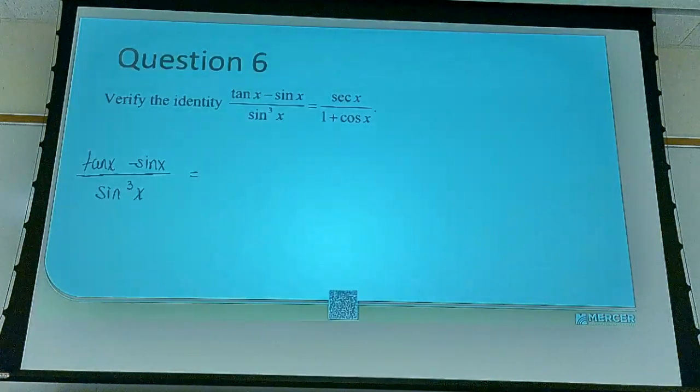The first step should be fairly obvious. Write tangent as sine and cosine. You should already have sines involved, so you might as well just make everything in terms of sines and cosines. What is tangent in terms of sine and cosine? Sine over. But what do you notice? What should you notice immediately now?